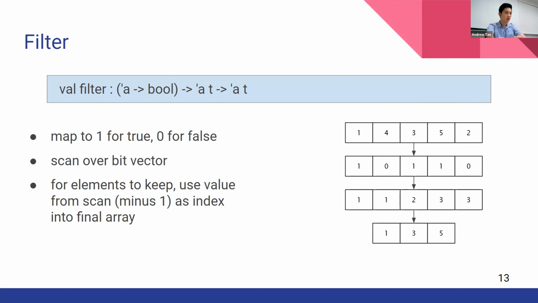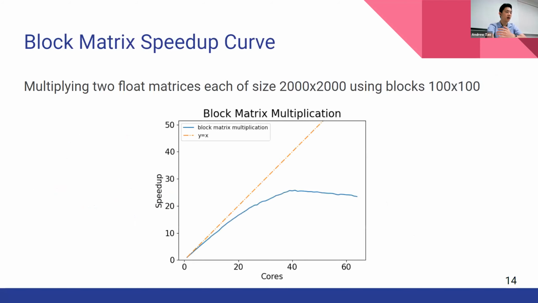Right. So now that we've talked about the implementation, let's talk about, of course, performance. So a couple of metrics. The first metric we have is block matrix multiplication. So what we're doing is just multiplying two float matrices, each of size 2000 by 2000, using blocks of size 100 by 100. And this is a classic parallel benchmark, and it parallelizes very well, and it has very good locality, right? And so as we see here, even though we haven't really had to think too much about parallelism, we can still get pretty good performance speedup.